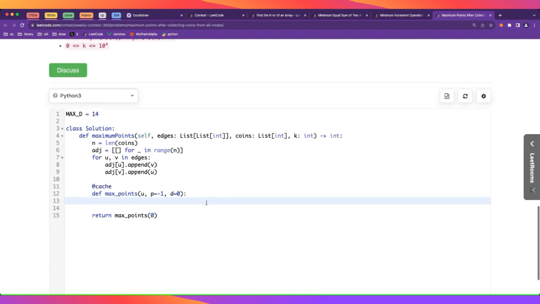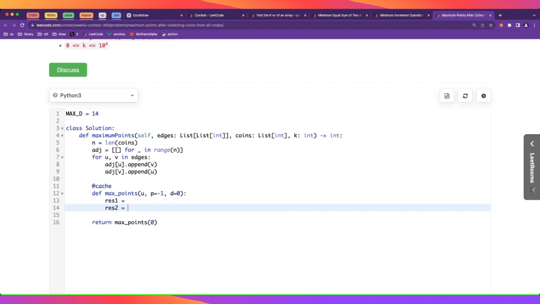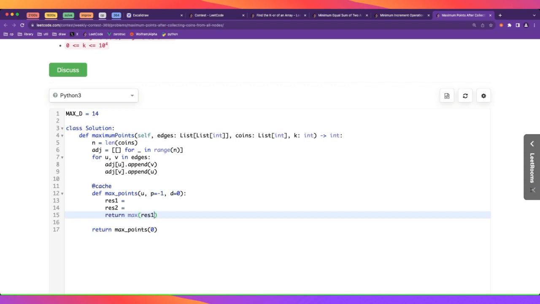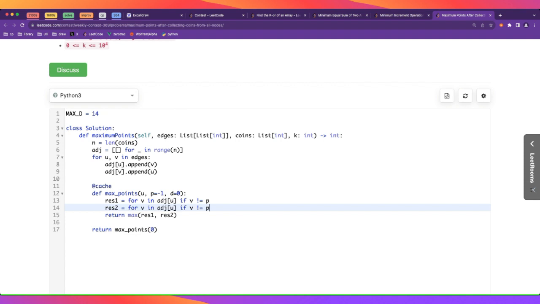So here we have 2 options, right? Let's call them res1 and res2, and finally we're going to return the maximum of both. So the adjacent nodes are these, but we want to make sure that it is not the parent, right? And we're going to go over the children in both cases.